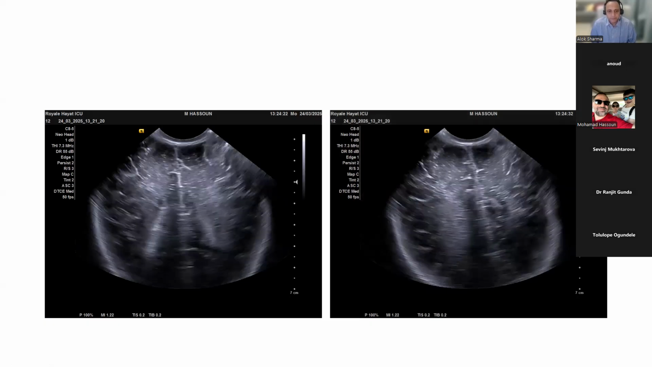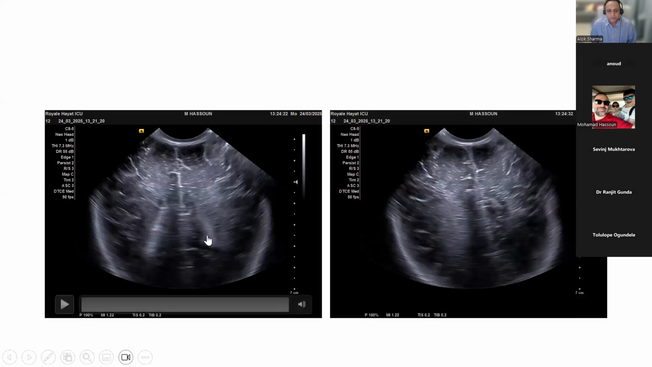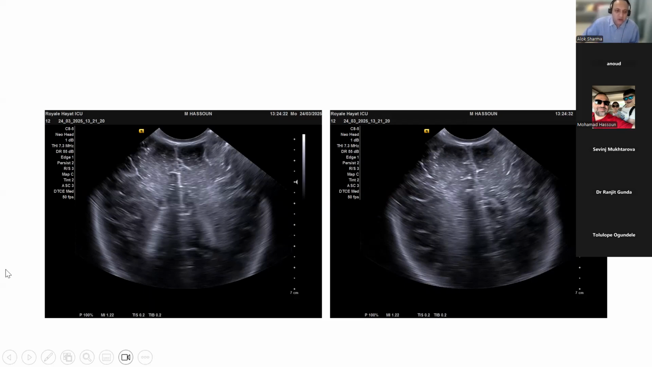Last one, I think here is the occipital horn. Here also there is some dropout, so you should adjust the gain. You can try adjusting the time gain compensation in the lower part of the image, moving it to get a little more gain there, and maybe reduce your gain a little in the upper part of the image. Otherwise, for me, this is perfect. It still looks normal. I can see the choroid with the trigonal view and the occipital horns.